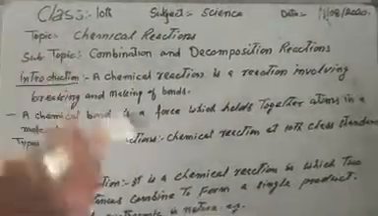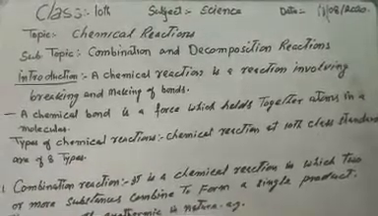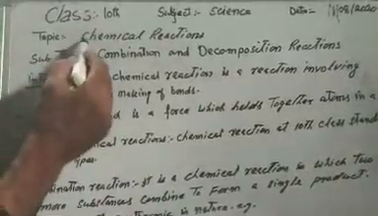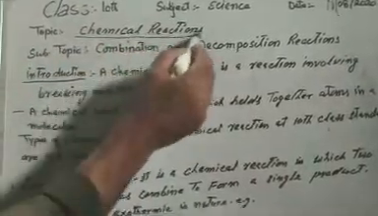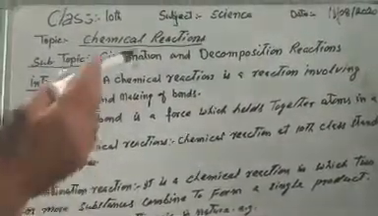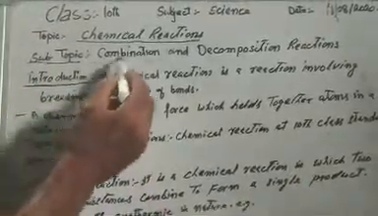Dear students, we have completed the 5 topics of physics. Now we are going to start chemistry, part of your science. And the first topic we are going to take here is chemical reaction. Since we have to study different types of chemical reactions, our subtopic will be combination and decomposition reactions.